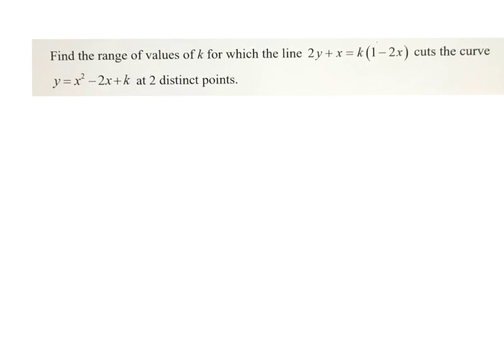So for this question, I find the range of values for which the line cuts the curve at two distinct points. So you know that basically cutting at two distinct points means that your discriminant is more than 0. So from the two equations, right?